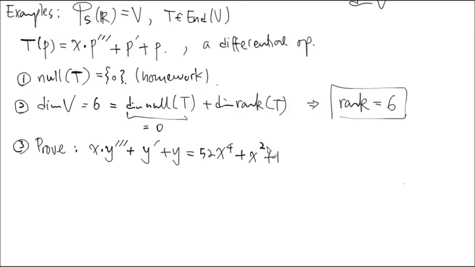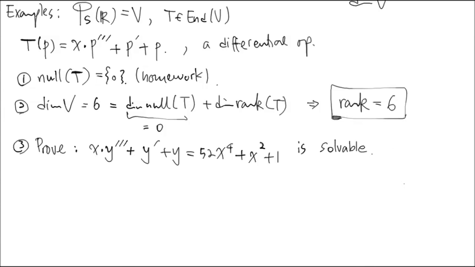What do you think? X times y triple prime plus y prime plus y is equal to this function, 52 times x to the 4th plus x squared plus 1. Differential equation, right? Ordinary linear differential equation is solvable. That is what you have to prove. And I'm saying rank being 6 has something to do with that. Okay? You see the connection? Rank 6.